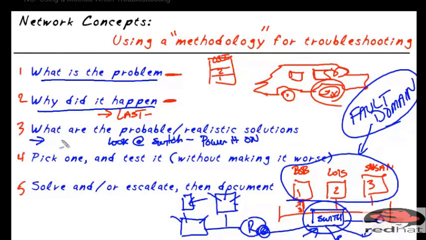So we want to identify what the probable or realistic solutions are to fixing the problem once we've identified the failure or the fault domain, and then pick one. And of course, if we can test it without making it worse, that would be really important.